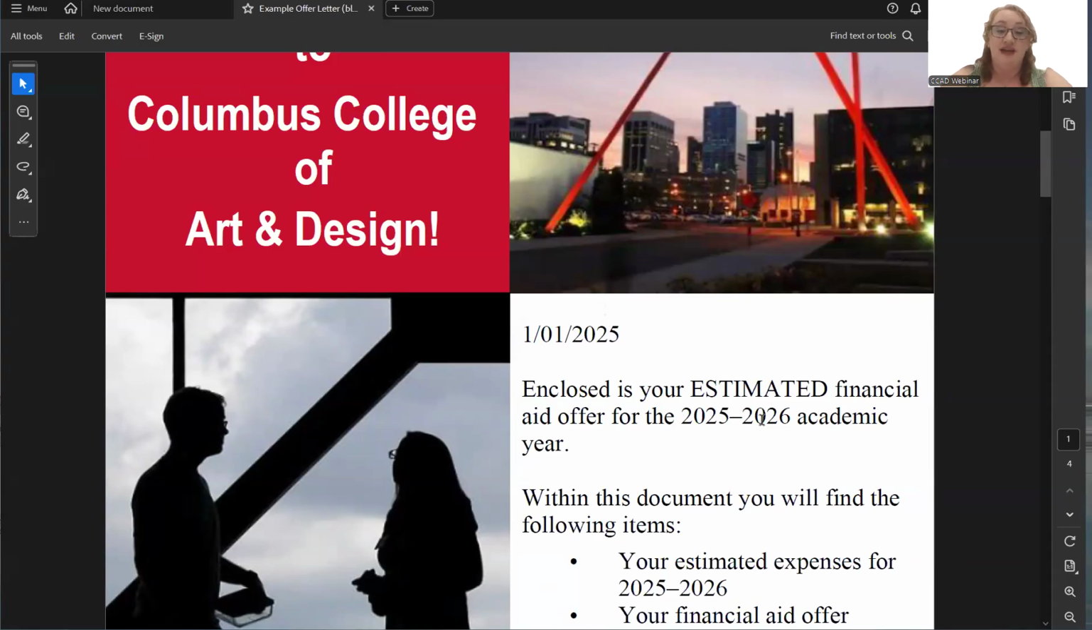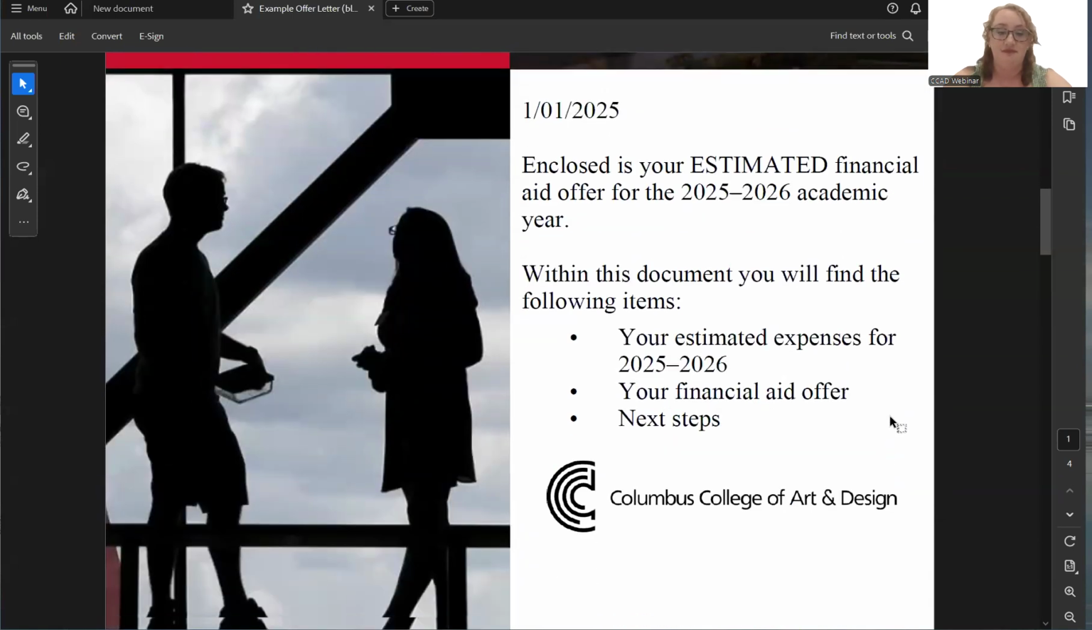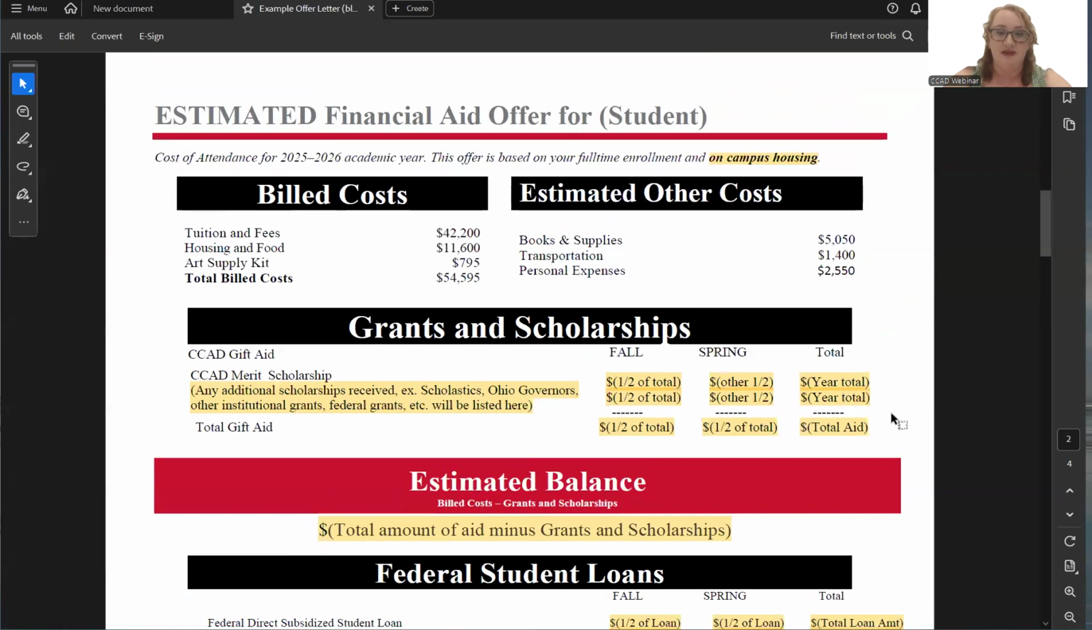Also, you are going to be filling out your FAFSA each year that you are in school, and you are going to be borrowing money if you decide to take out loans for each of those years. We'll go over that a little bit more in a second, but this is why this offer letter is for just the 2025-2026 academic year. Now, let's go to the second page.